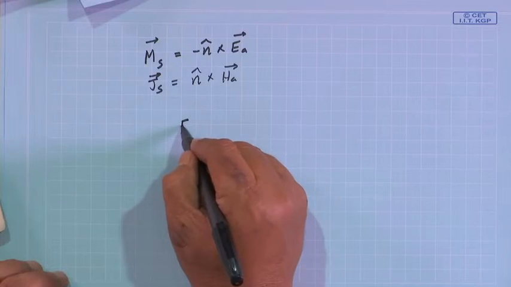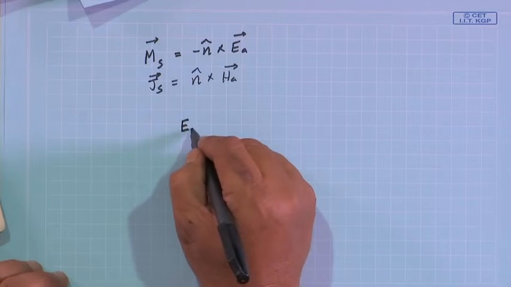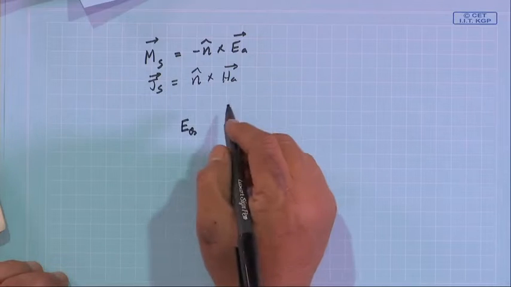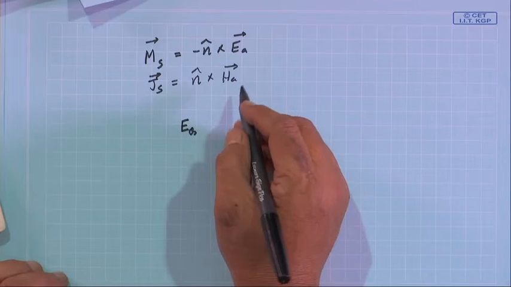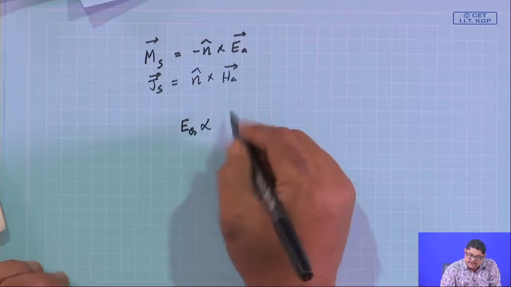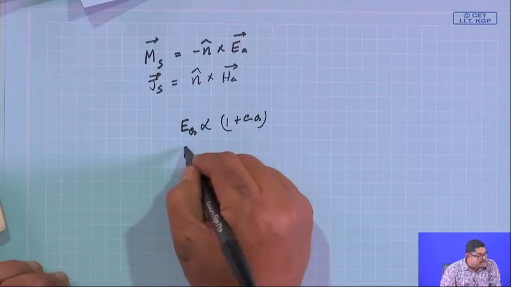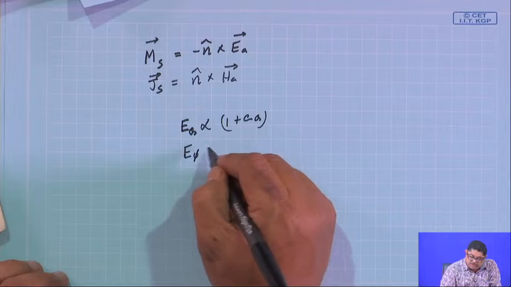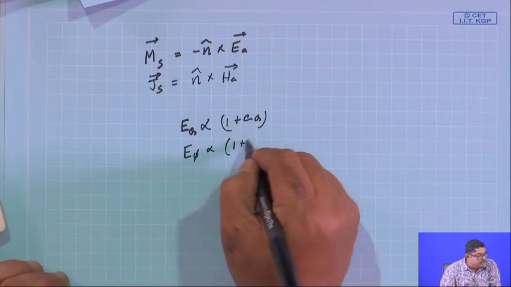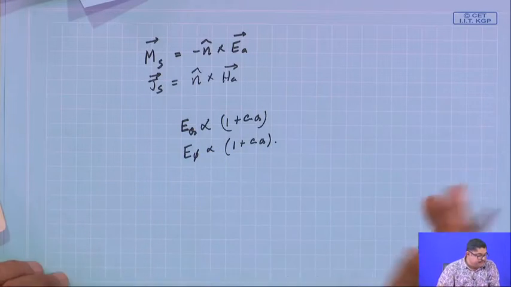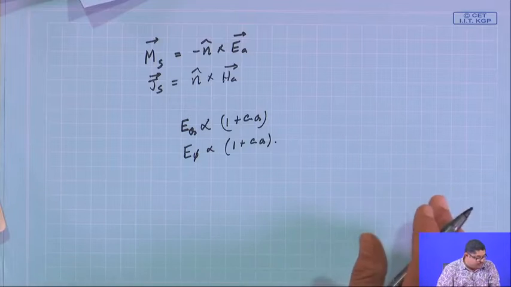So, you can repeat the problem, and you will see that for the same problem, that is this open-ended waveguide without the ground plane, ultimately you get E theta proportional to 1 plus cos theta, and E phi also proportional to 1 plus cos theta. So, that you can do.